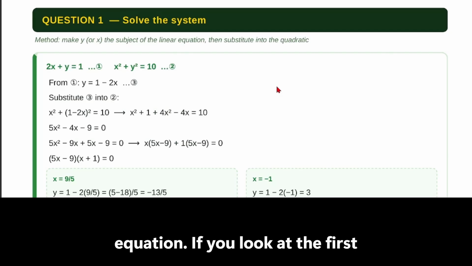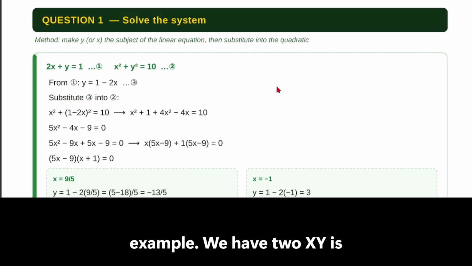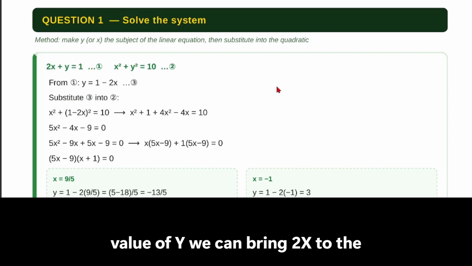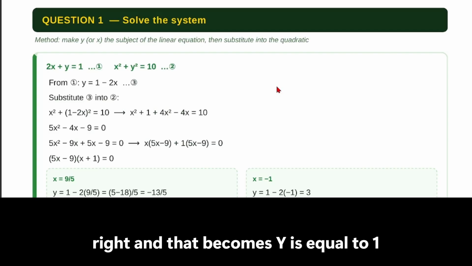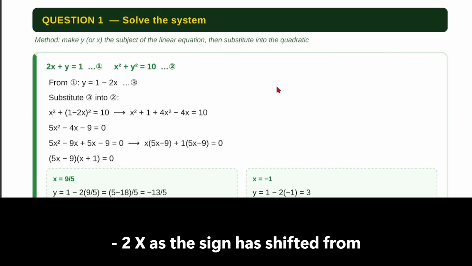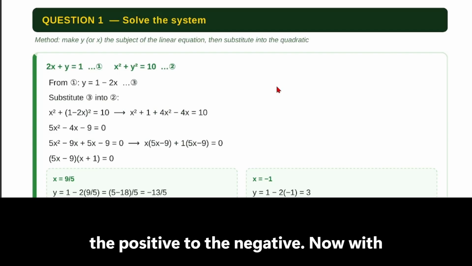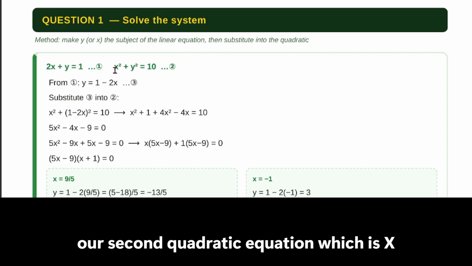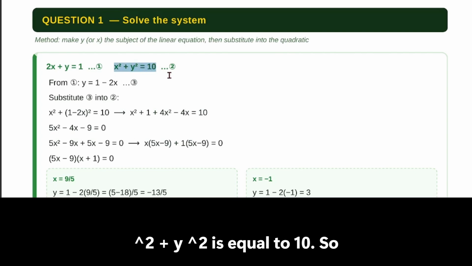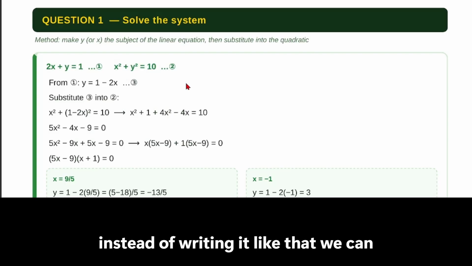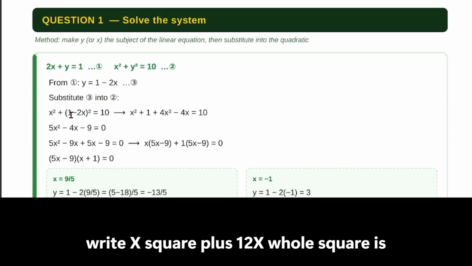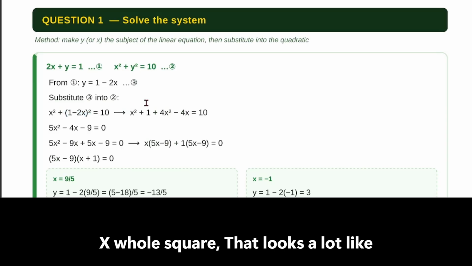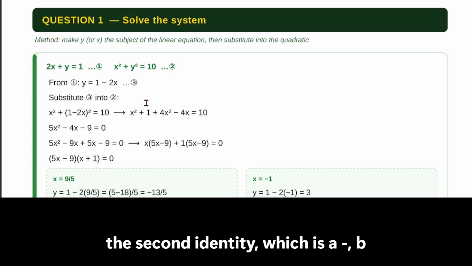If you look at the first example, we have 2x plus y is equal to 1. So if we are finding the value of y, we can bring 2x to the right, and that becomes y is equal to 1 minus 2x, as the sign has shifted from the positive to the negative. Now with this value of y, we can place it in our second quadratic equation, which is x square plus y square is equal to 10. So instead of writing it like that, we can write x square plus 1 minus 2x whole square is equal to 10.